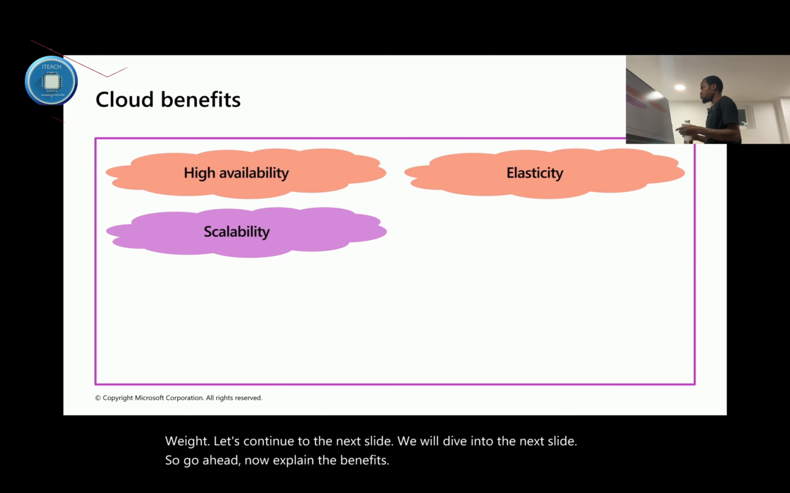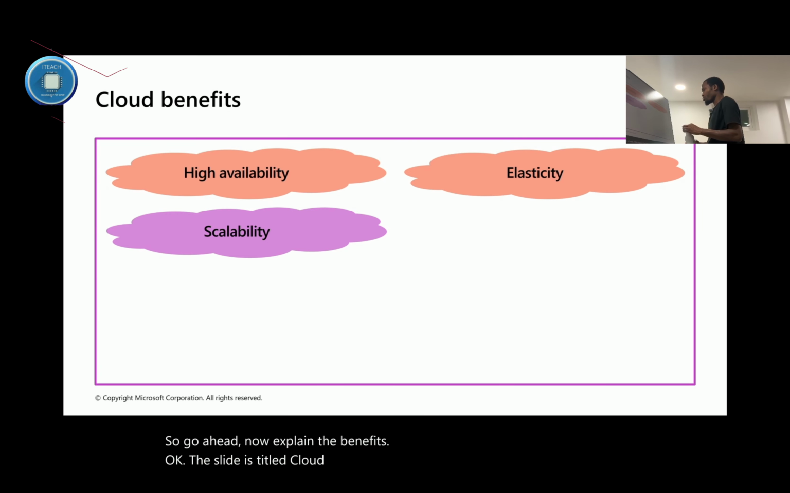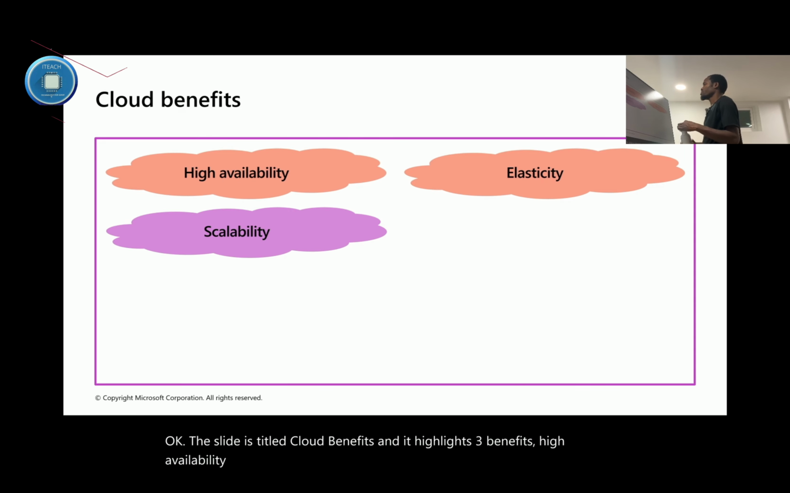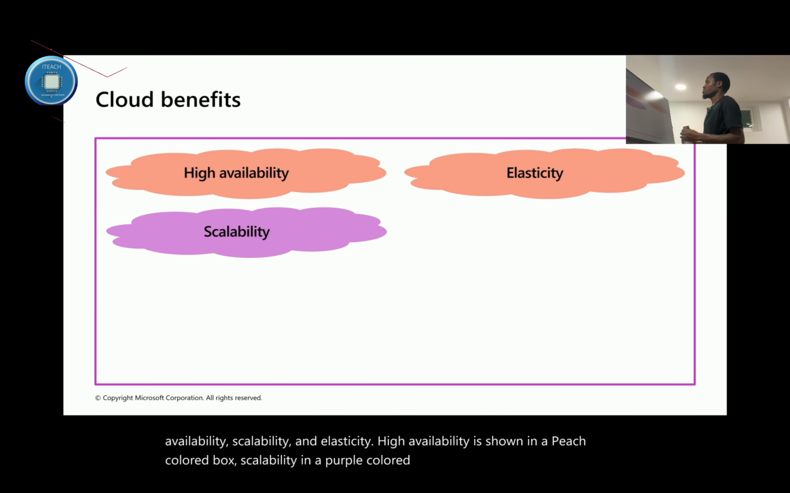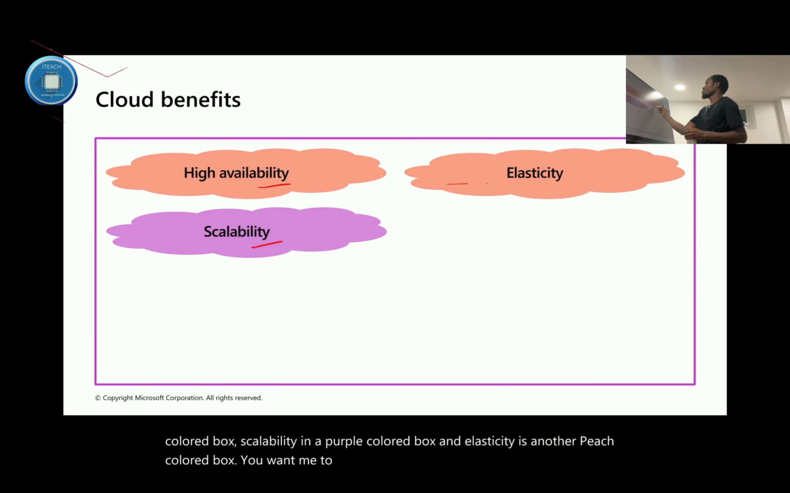Slide is titled Cloud Benefits, and it highlights 3 benefits: high availability, scalability, and elasticity. High availability is shown in a peach-colored box, scalability in a purple-colored box, and elasticity is another peach-colored box. Do you want me to elaborate on any of these? Explain more about high availability.